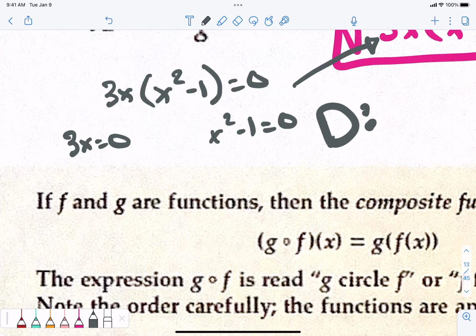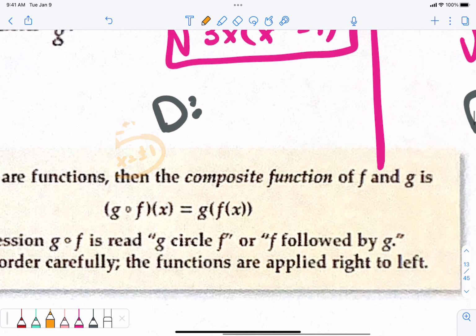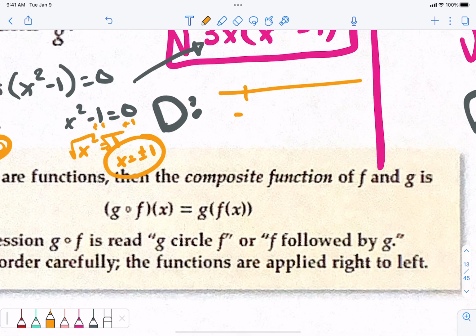If 3x equals 0, x equals 0. That's one critical number. If x squared equals 1, I add the 1 over and take the square root, so x equals plus or minus 1. So how many critical numbers do I have? Three: negative 1, 0, and 1.